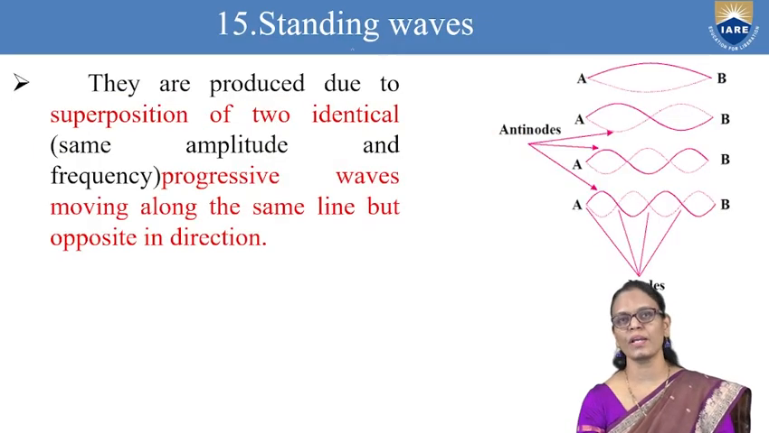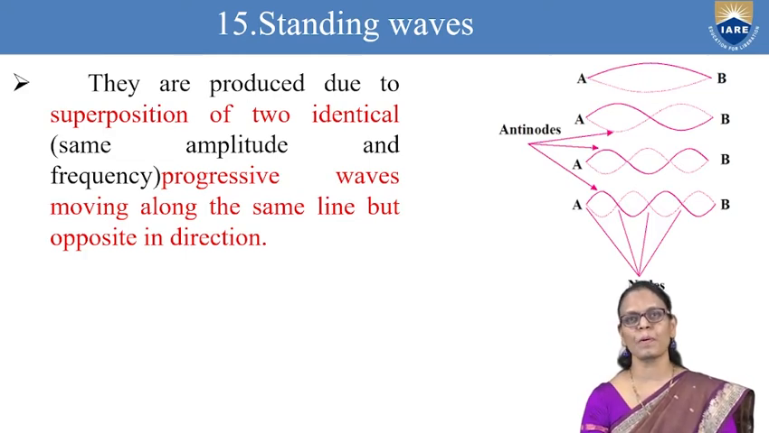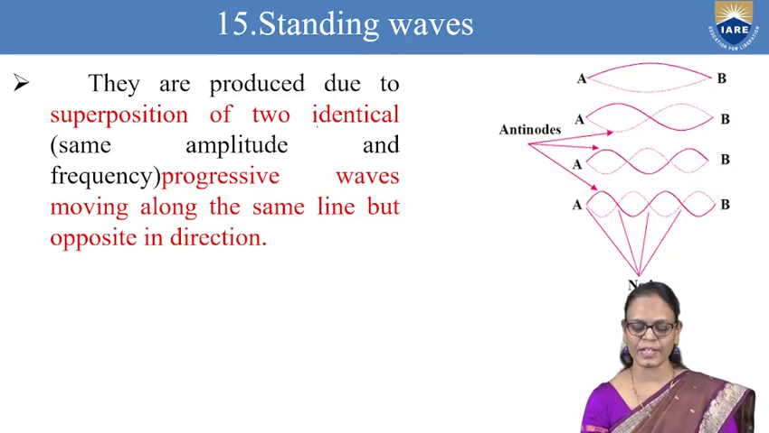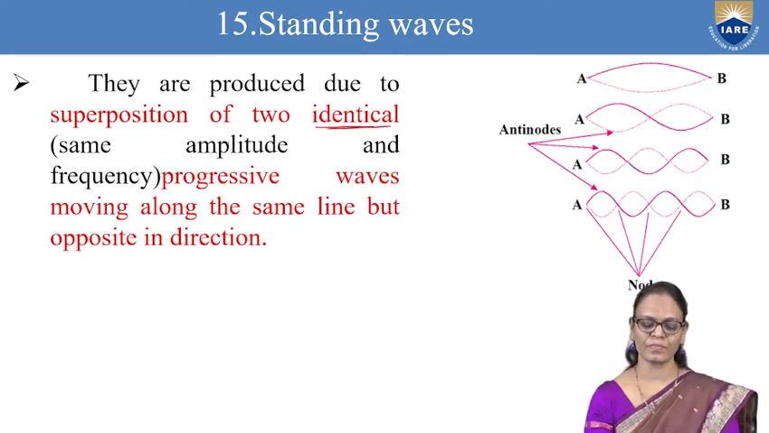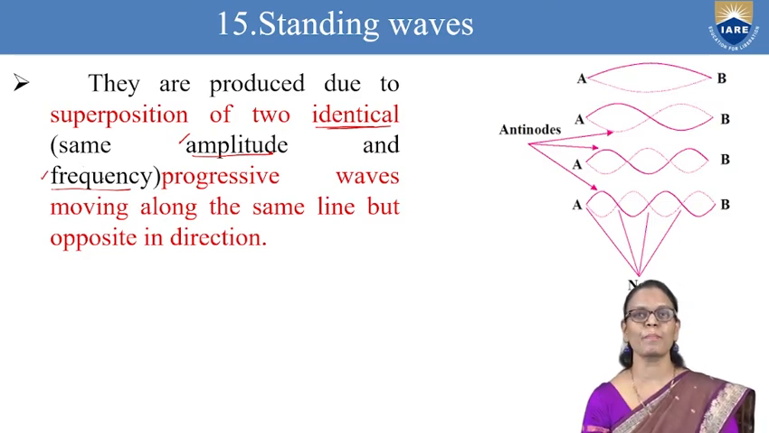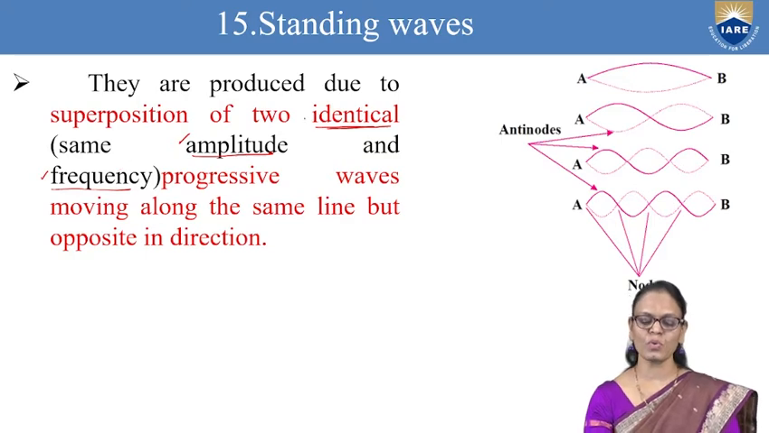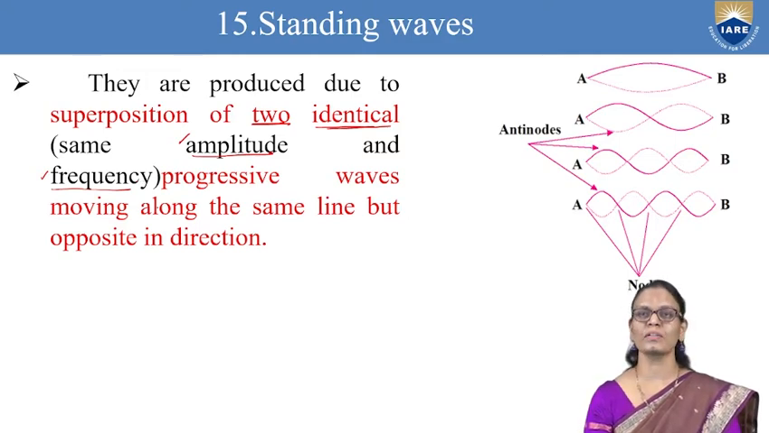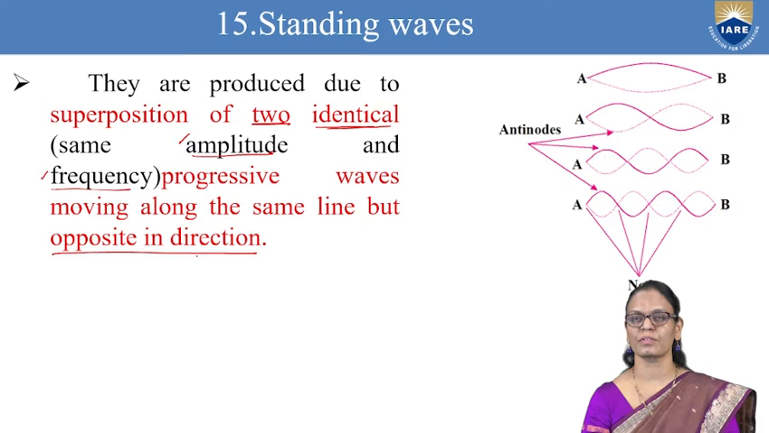Next, what are standing waves? How are standing waves formed? They are produced due to superposition of two identical progressive waves. So when I say identical, they should have the same amplitude and frequency. We have already discussed the definitions of these two. Amplitude is the maximum displacement and frequency is the number of vibrations per second. So the two waves we are considering should have the same amplitude and the same frequency. They should move along the same line but in opposite direction.